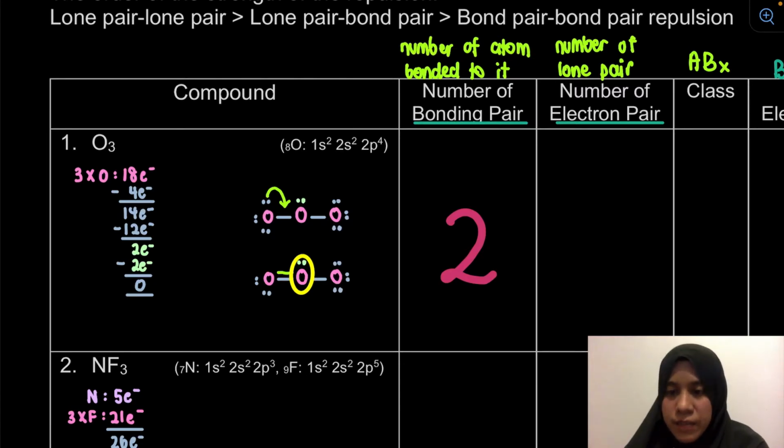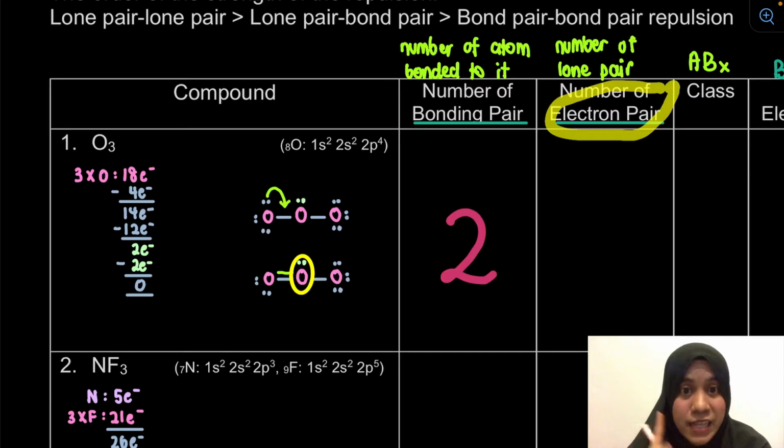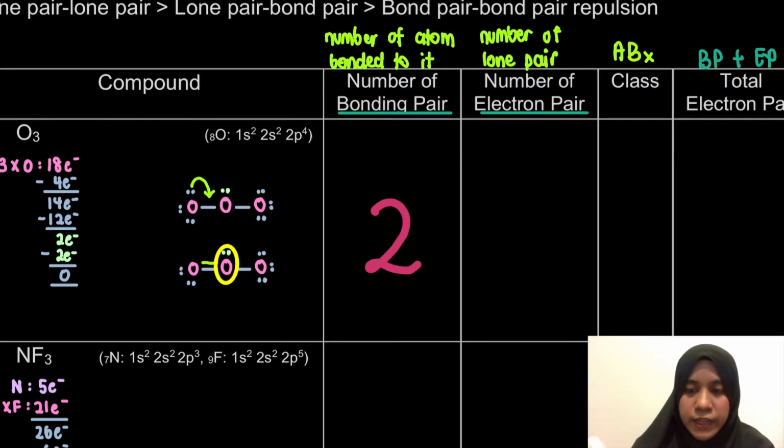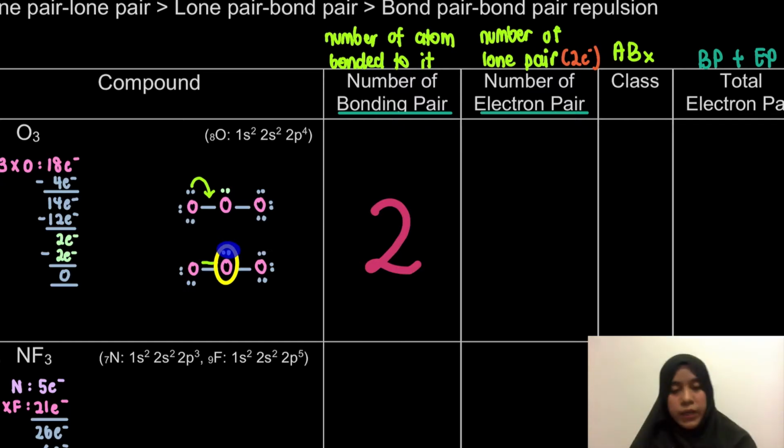Okay, next is number of lone pair. Okay, number of lone pair kita dalam kes ni dah ada dah. Okay, lone pair ni again, it mestilah yang ada 2 elektron tau. 2 elektron terus, the pair maksudnya 2. This is what we call our lone pair. Biru lah. This is what we call our lone pair. How many lone pair? We only have 1.